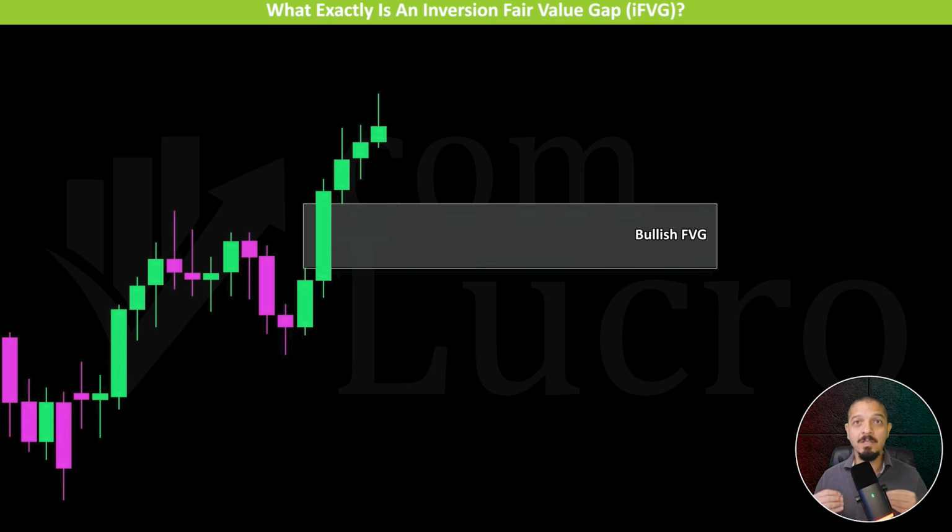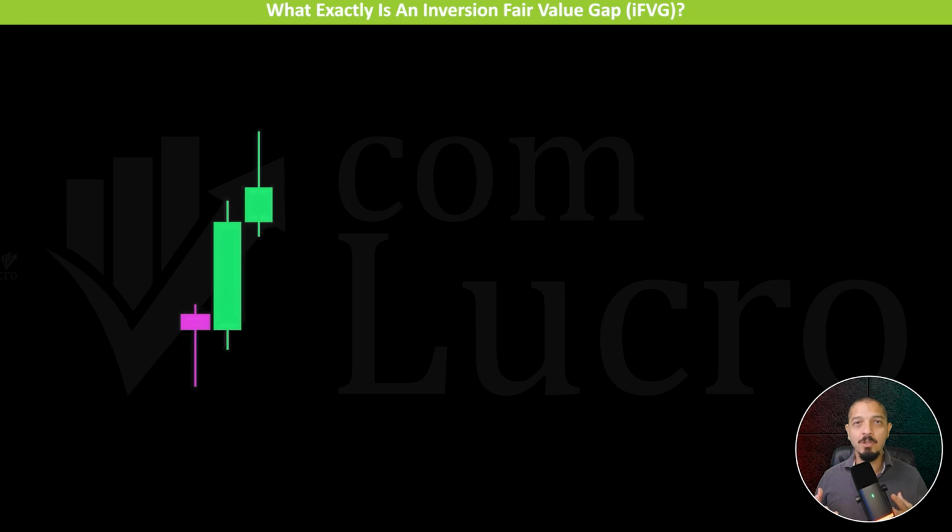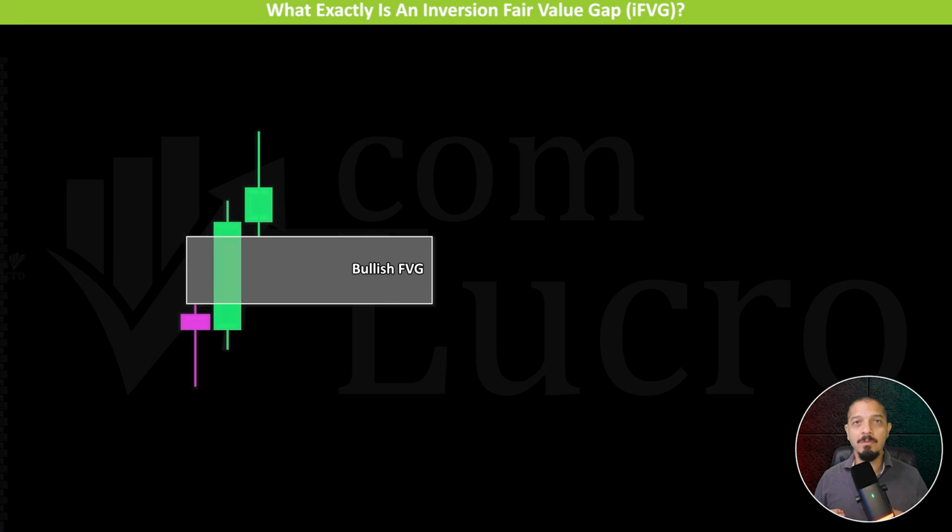Before we define what an inversion fair value gap is, we first need to review what a fair value gap is. Let us begin with the core idea. A bullish fair value gap is the price space formed between the high of the first candle and the low of the third candle within a 3-candle sequence.